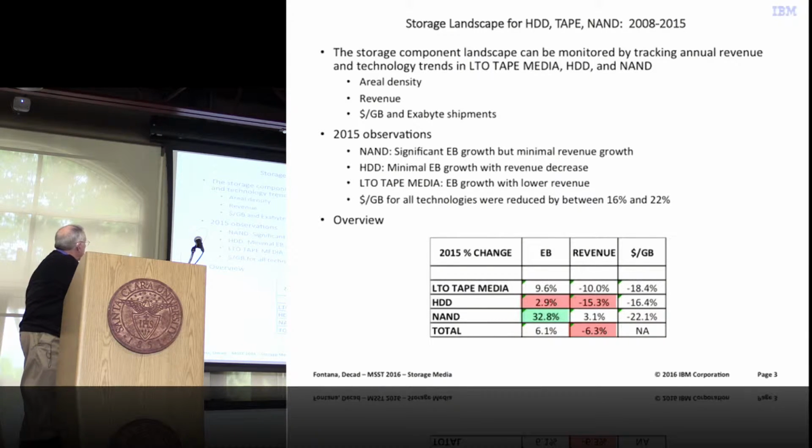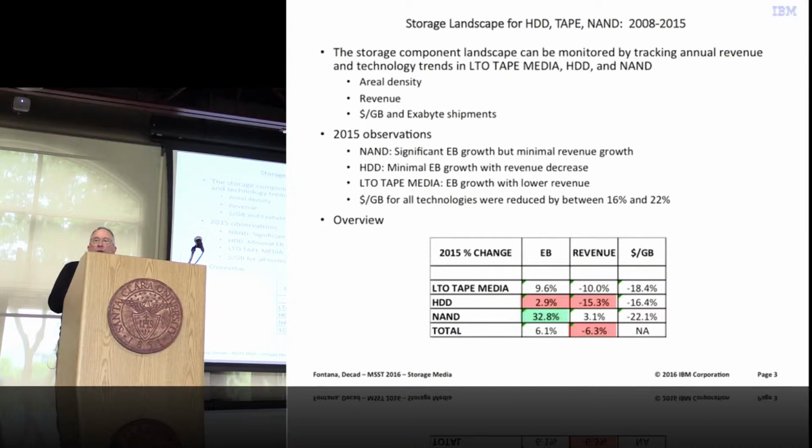So in NAND, what we saw was a significant increase in shipments, about 32%, but only a 3% increase in revenue. In HDD, we saw minimal exabyte growth, but a significant revenue decrease. And in tape, we saw a modest increase in exabyte growth and a continuing revenue drop of about 10%. And what you also see are the dollar per gigabyte drops for all of these. We'll talk about this data more, but I just want you to have that as a snapshot.